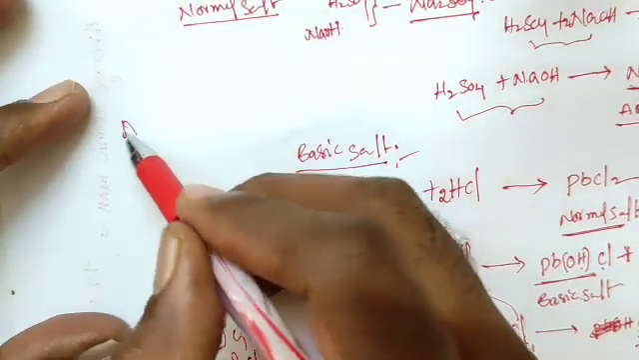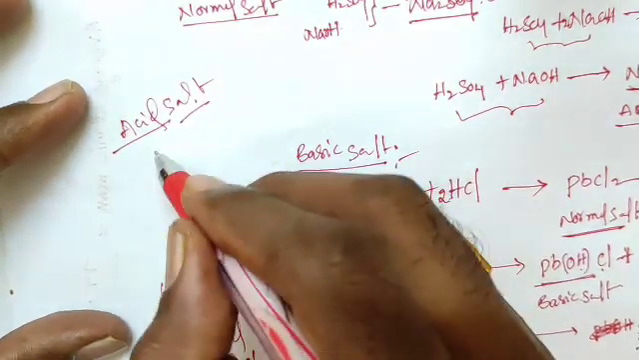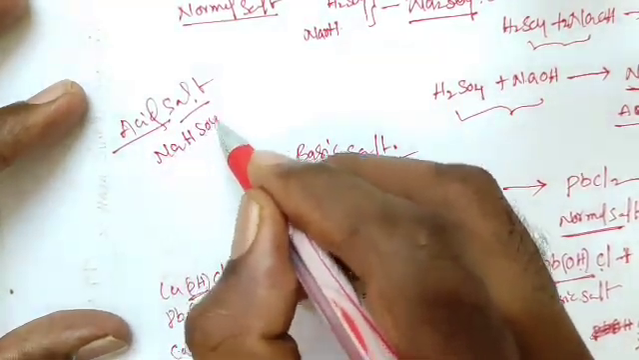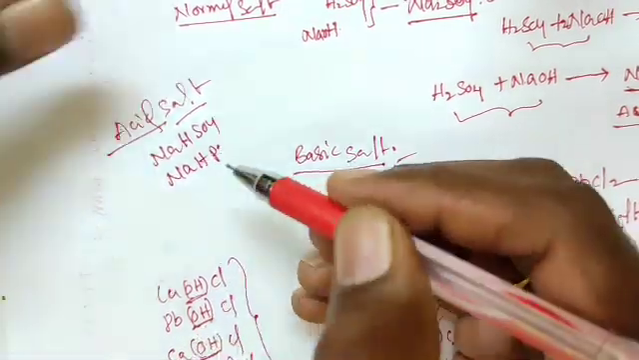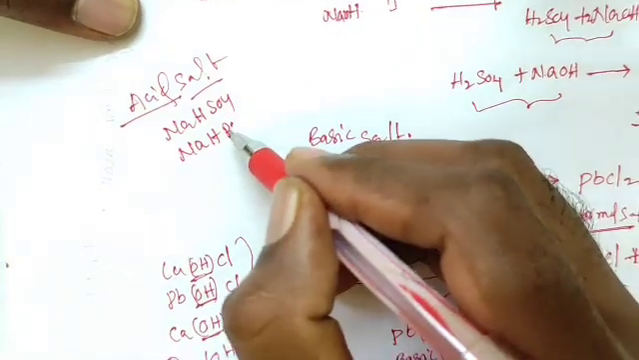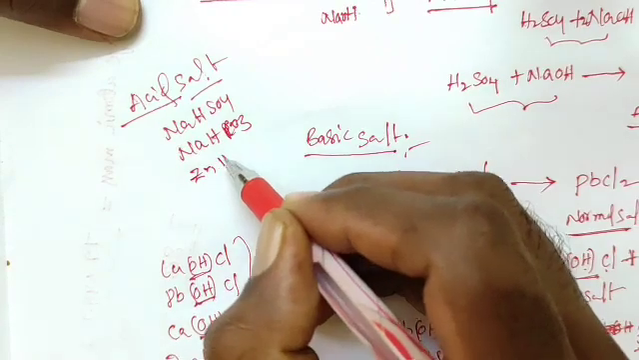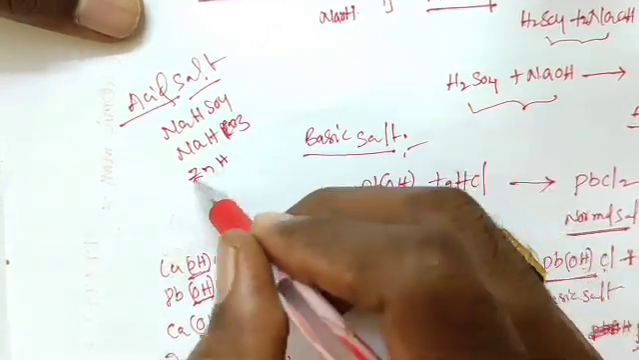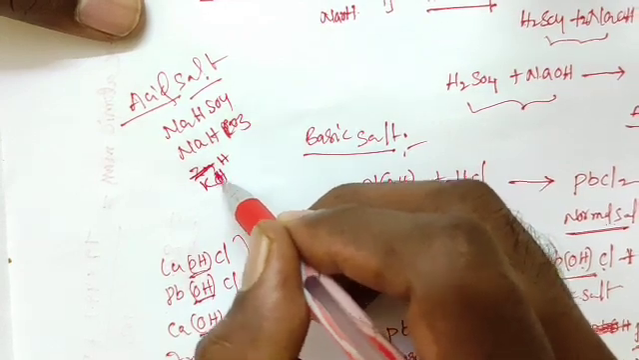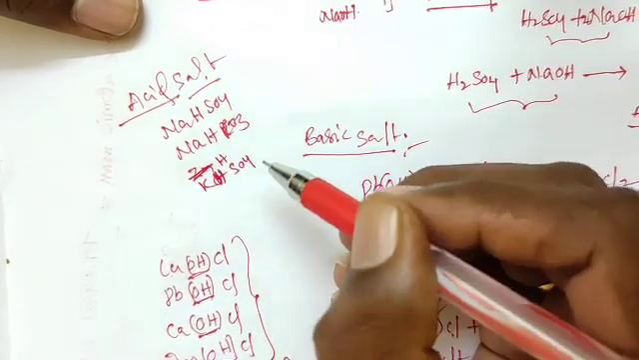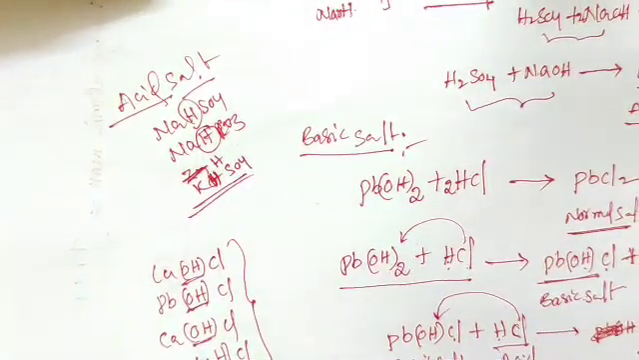Now acidic salts: how will we find acidic salts? See, NaHSO4, NaHPO4, or NaHCO3, or KHSO4. If hydrogen is in the middle, that is definitely an acidic salt.